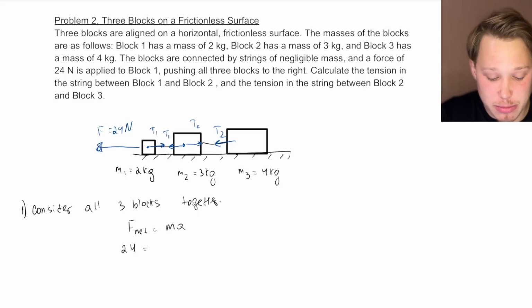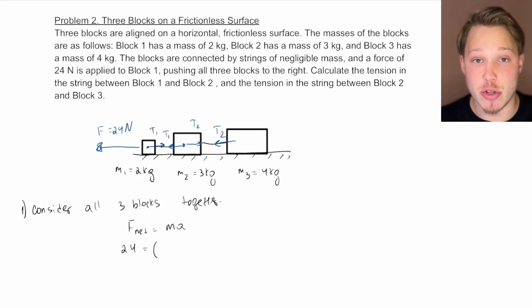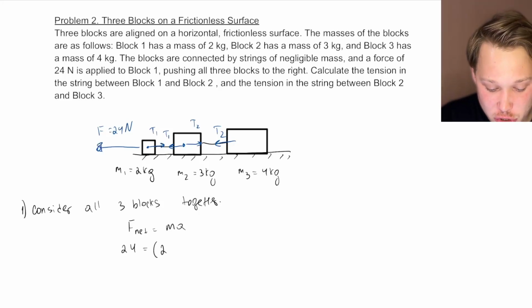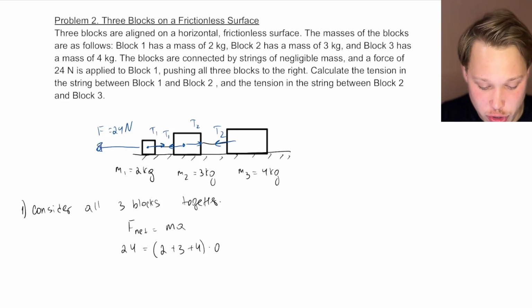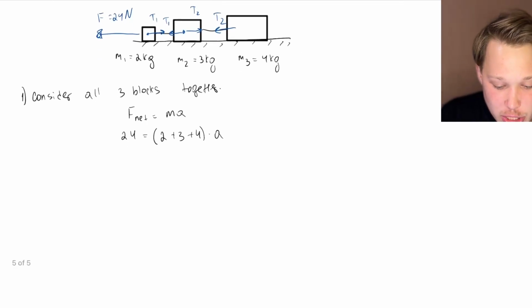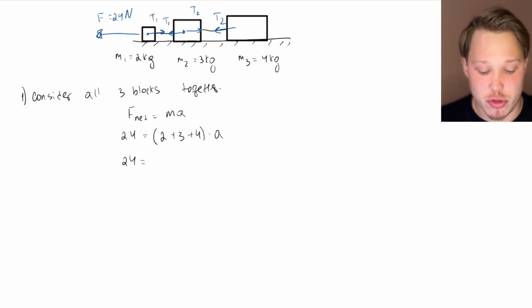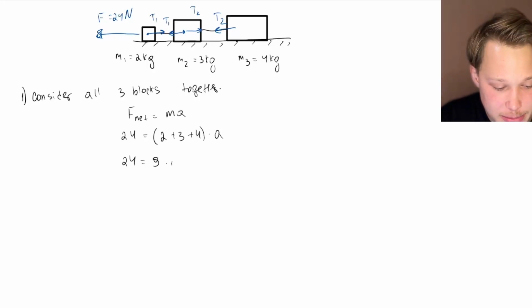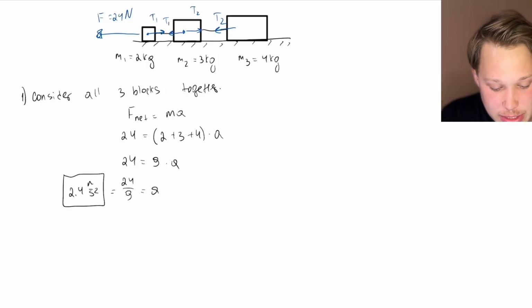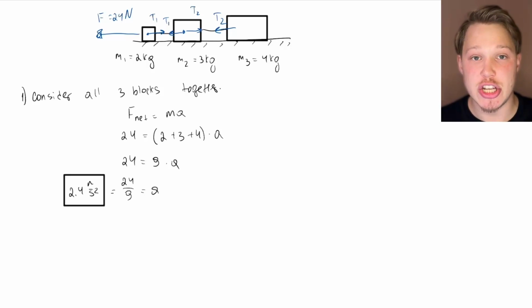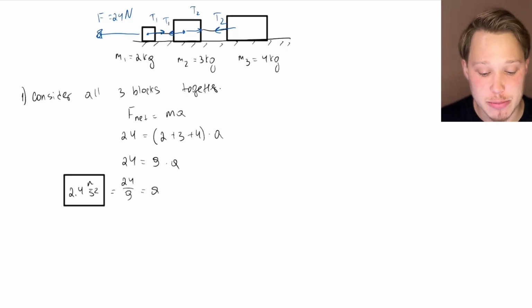The mass of these blocks, right? Since my system now is all of these blocks together, the mass is 2 plus 3 plus 4, right? Times the acceleration, which is what I'm trying to find. So 24 equals 2 plus 3 is 5, plus 4 is 9, times a. If I divide both sides by 9, my acceleration will be equal to 2.4 meters per second squared, right? Now that we know the acceleration, it will be the same for all of these blocks.